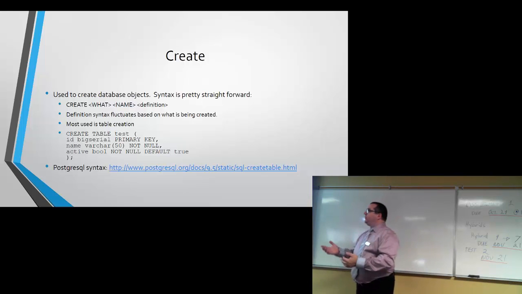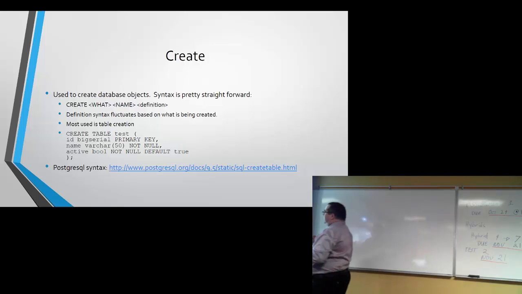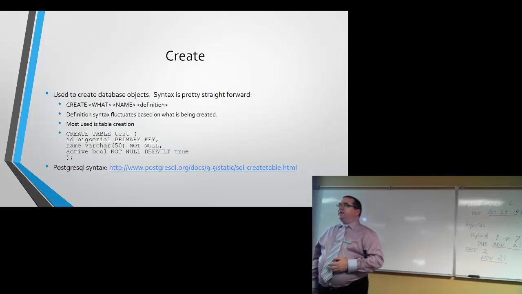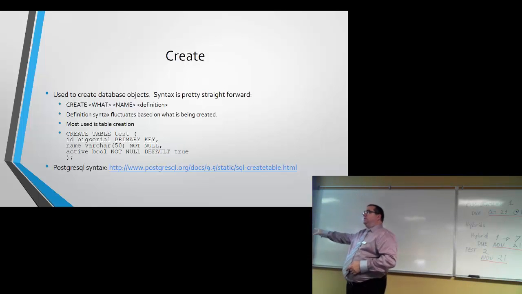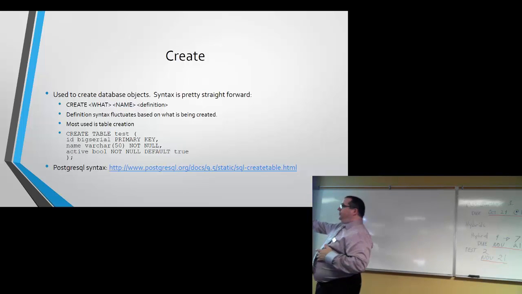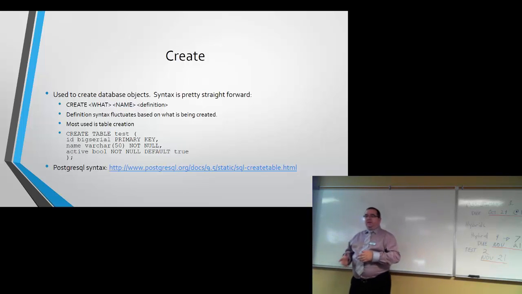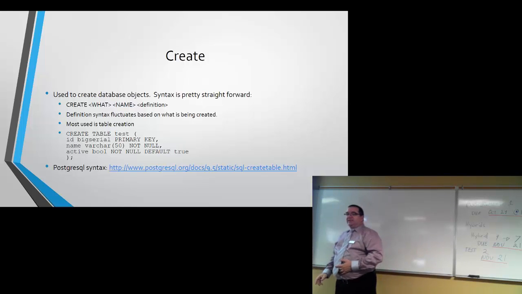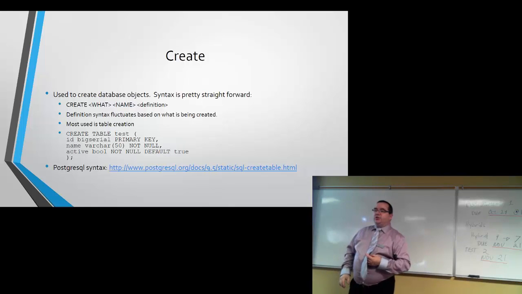But for example, the most common use of create is to create tables. You can see here on the screen, I created a table called test. I've got an ID, a name, and an active. This should look a little bit familiar from lab 4, when you're exporting that script and running it, it looked something like this. And in lab 6, it looks almost just like that. When you create tables, that's basically the syntax you're going to use. The link in there shows a link to the Postgres create table syntax.